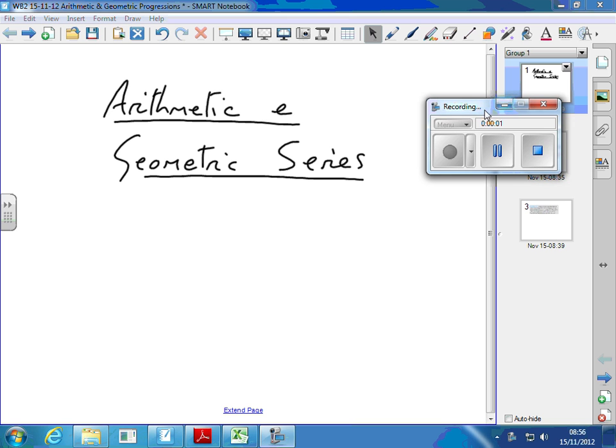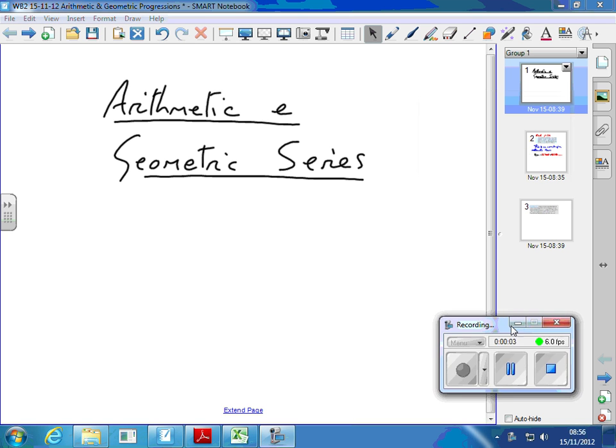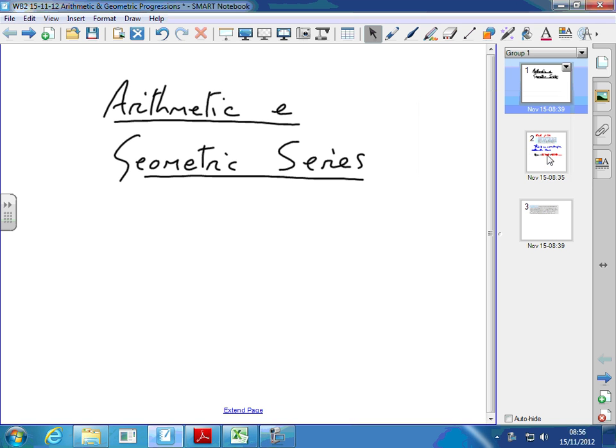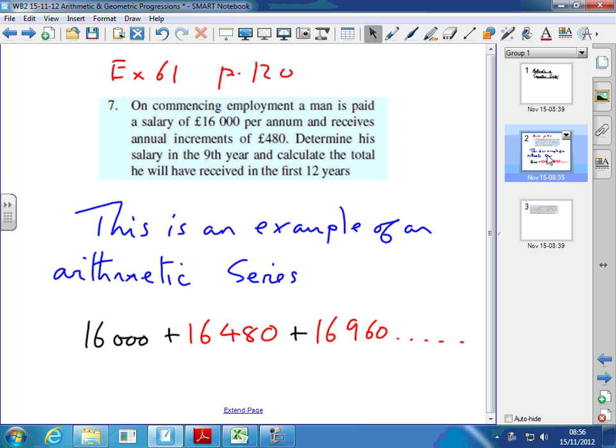Arithmetic and geometric series. We're going to look at a couple of examples. Here's the first one, exercise 61, page 120. Someone's salary is increasing by a fixed amount each year. And if that's the case, that's an example of an arithmetic progression. It's going up by a fixed amount.